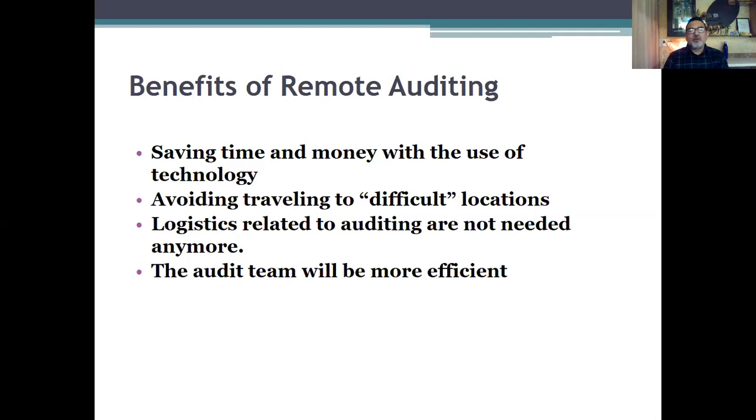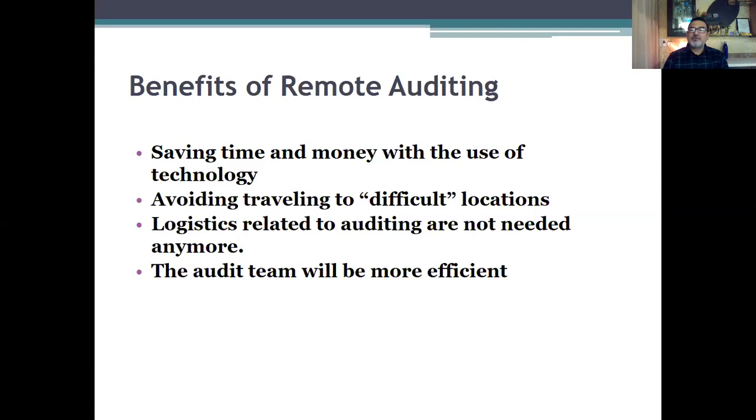When conducting remote audits, usually organizations are relieved from logistics related to booking conference rooms and cleaning after audit teams leave, as well as worrying about audit team accommodation, interruptions to employees, regular workflow, and other related inconveniences experienced during an on-site audit. The audit team will be more efficient.